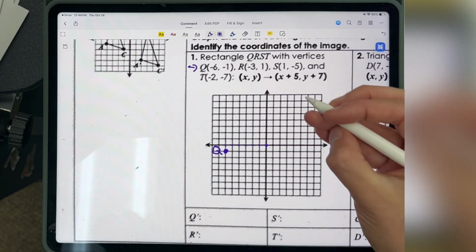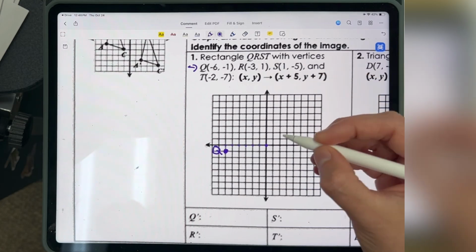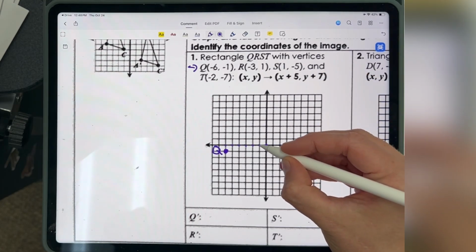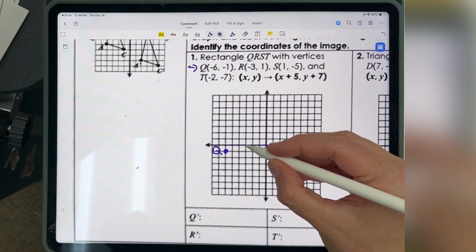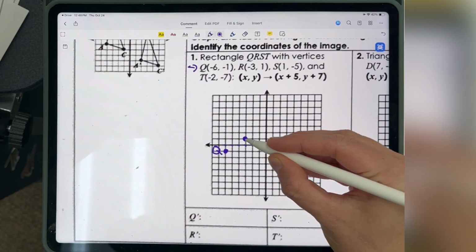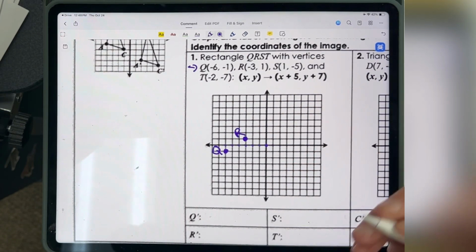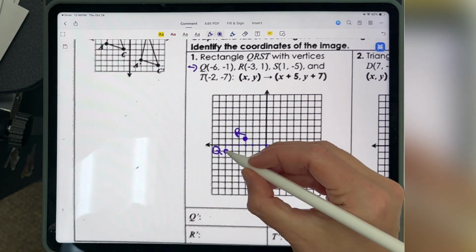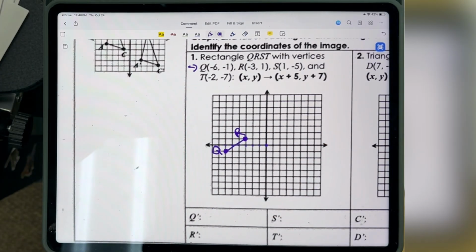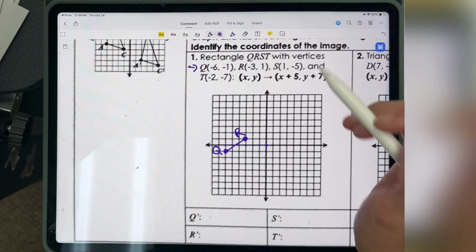The next is at -3, 1. So that means go to the 3 left: 1, 2, 3. +1 on the y means go up 1. And that's our original R. Okay, you can connect those if you want because we're creating a shape. It says we're creating a rectangle right here.